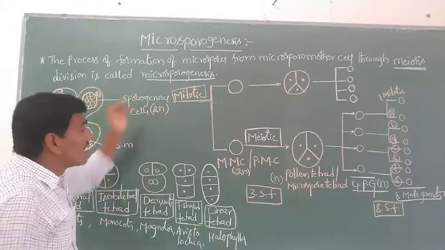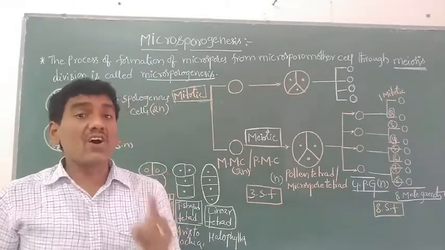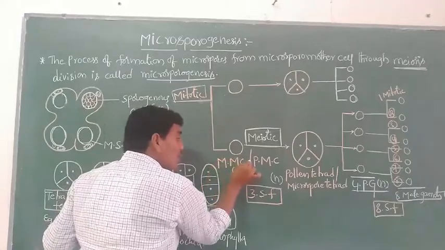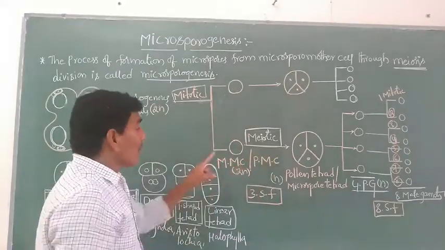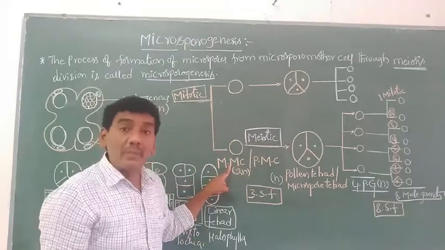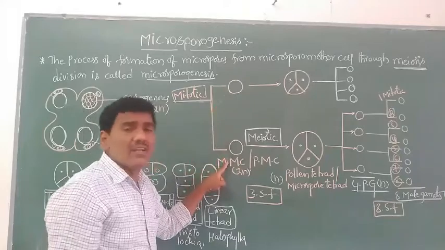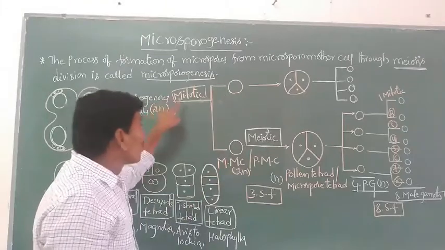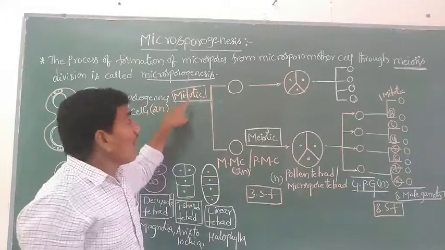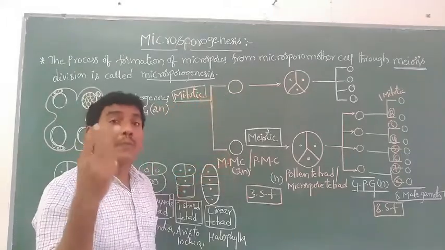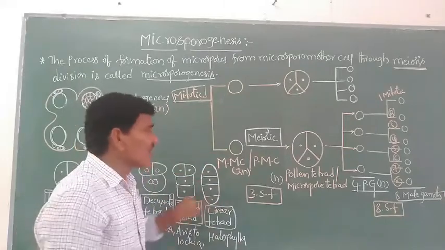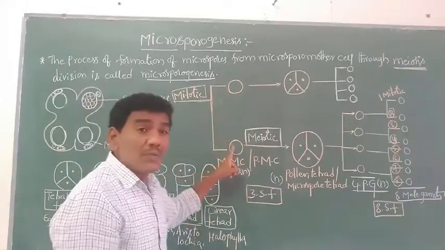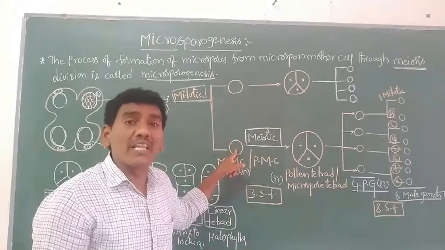The sporogenous cells undergo mitotic division to form microspore mother cells or pollen mother cells. The ploidy of the microspore mother cell is diploid. The microspore mother cells or pollen mother cells develop from the sporogenous cells through mitotic division. How many pollen mother cells are developed? Two pollen mother cells are developed. Here we have discussed only one pollen mother cell or one microspore mother cell.